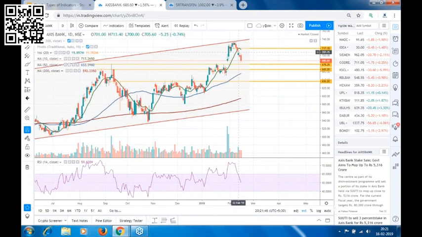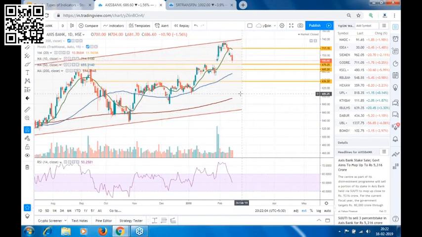So at this point of time, when 715 was broken, that was the time to enter short. From 715, the stock has now made a low of 695. 1, 2, 3, 4 days.